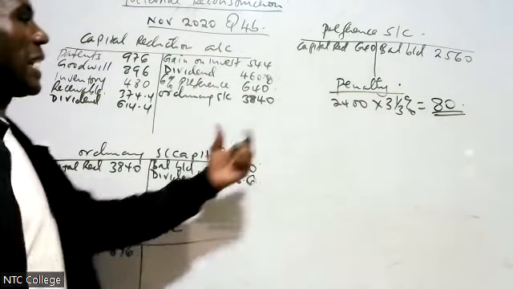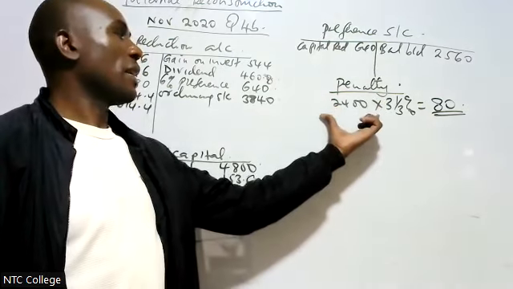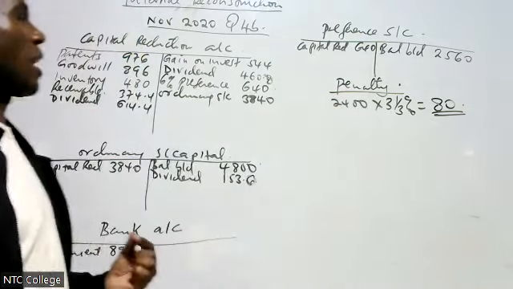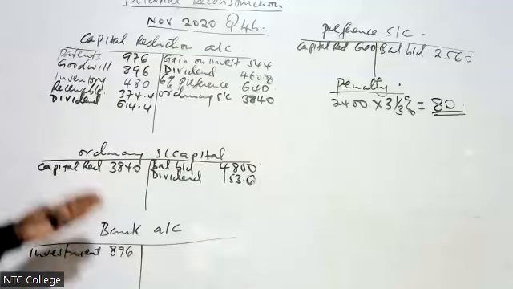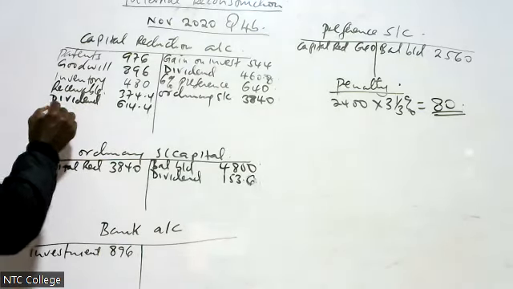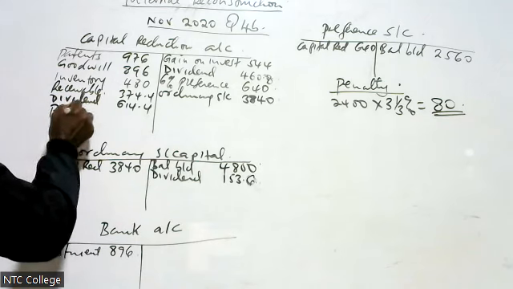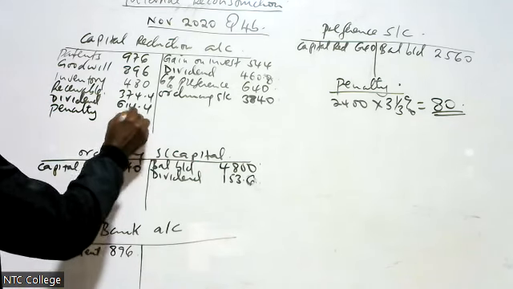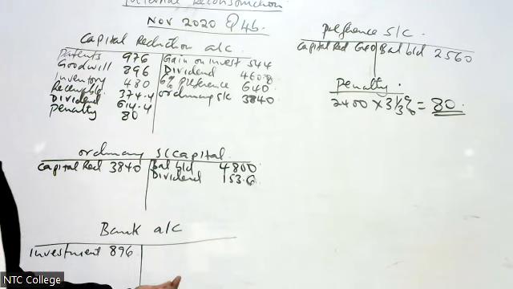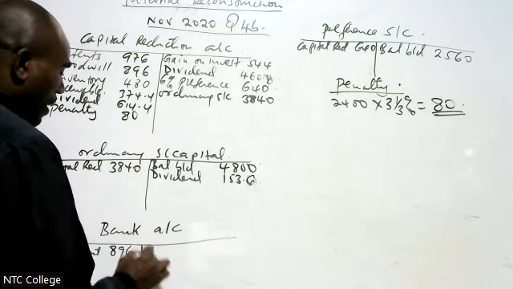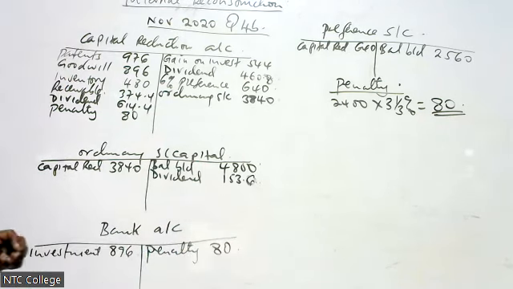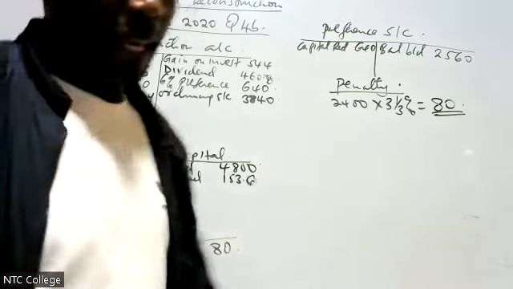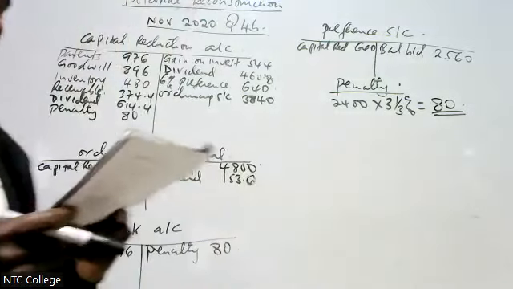Therefore, this penalty is a contingent liability. Therefore, you debit capital reduction, and you are going to pay it through bank. So I debit penalty 8, then I credit the bank because we are going to pay it. You debit the capital reduction and you credit bank there.